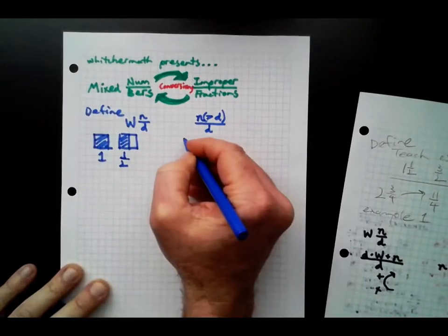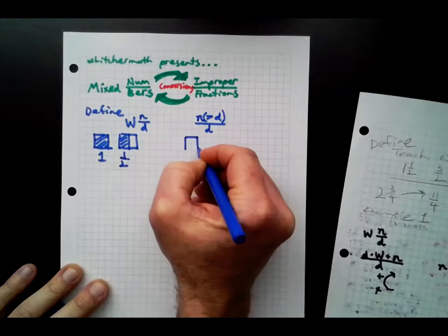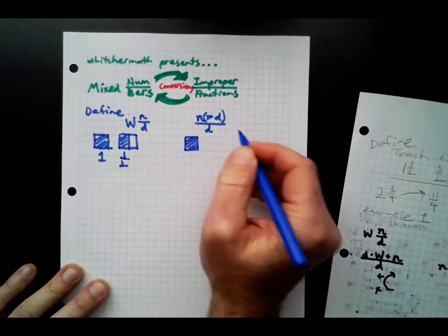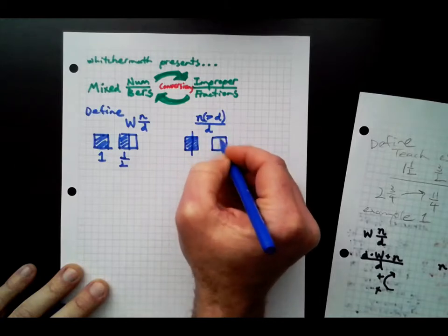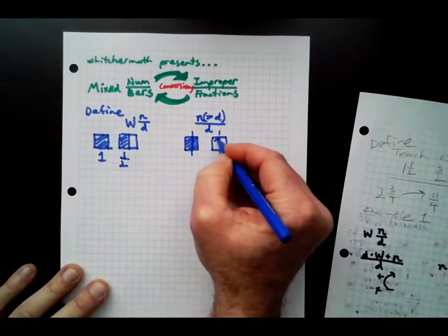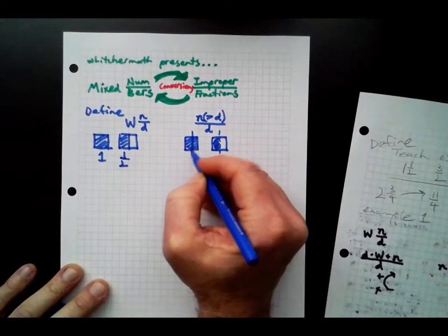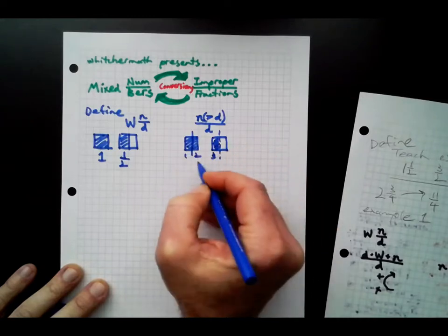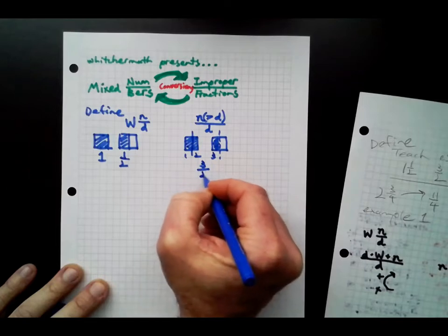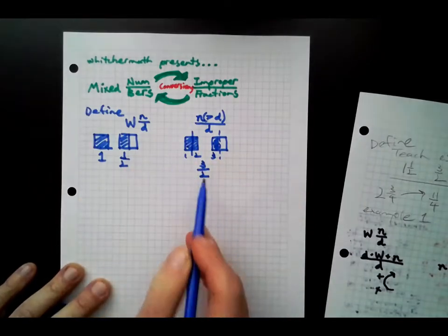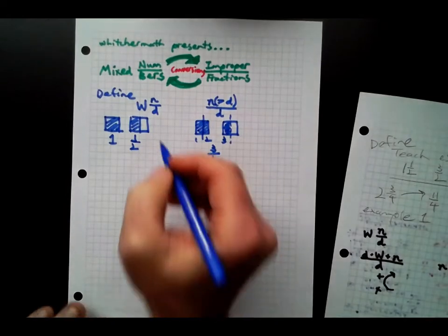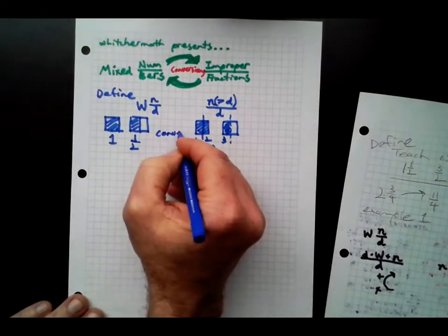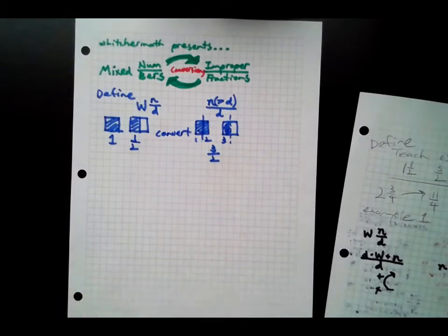If I take the exact same picture and have all my pieces broken in half, we can see that I have 1, 2, 3 halves. So the picture and our very, very simple example shows you that it's a conversion. We're not changing what the thing is.